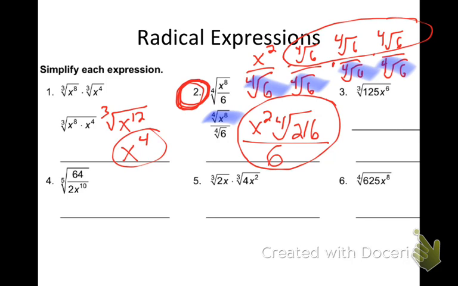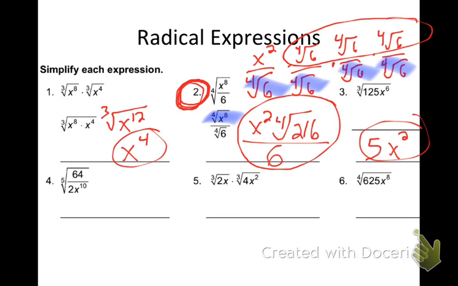Okay, let's start with number 3. Number 3 is a little easier. Cube root of 125x to the 6th. What's the cube root of 125? So what times itself 3 times is 125? Andy? It is 5. Yep, I get 5. X to the 6th, 6 divided by 3 gets me x to the 2nd. So I get 5x squared there. So the cube root of 125x to the 6th is nothing more than 5x squared.